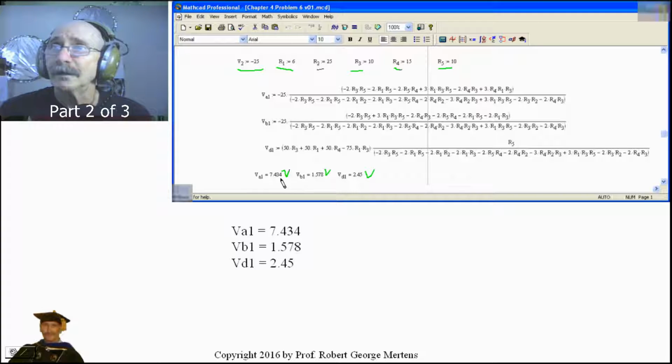But these are volts, 7.343. VB1 is 1.578, and VD1 is 2.45. These are the contributions to the circuit due to the second power supply, V2. Now you'll notice also that I didn't take the voltage-controlled current source out of the circuit, because that's essential to have this thing operating.